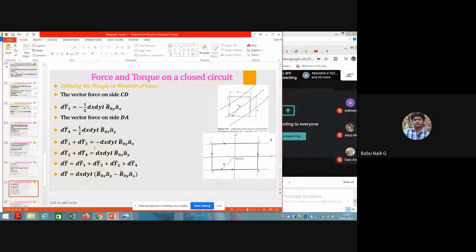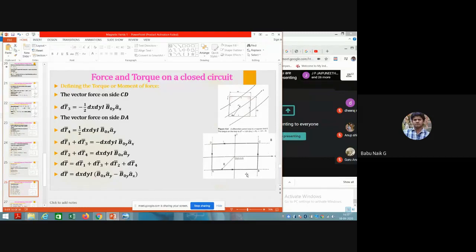Now add dT1 and dT3, which is the AB side torque and the CD torque here. If you add them, both are half, and as a negative, half plus half you will get 1. That is minus dx dy I B naught y a cap x. Similarly, you can consider these two sides, BC and DA, which give the same resultant, half and half, so you get 1. Which is dx dy I B naught x a cap y.